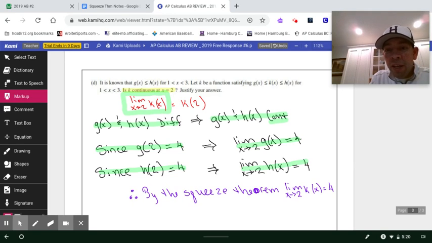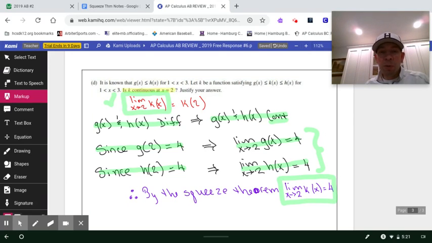One implies the other. Now, because these are both the same, and you can go back and reference that definition of the squeeze theorem, we could conclude by the squeeze theorem that the limit as x approaches 2 of k of x must also equal 4. They're all equal to 4. They're all equal to the same thing. So we've kind of checked off that left side.